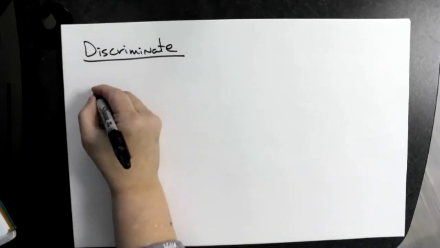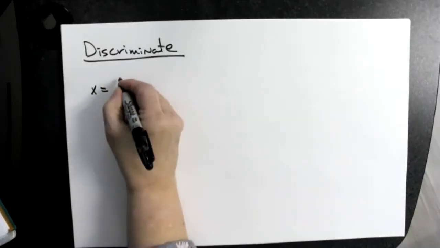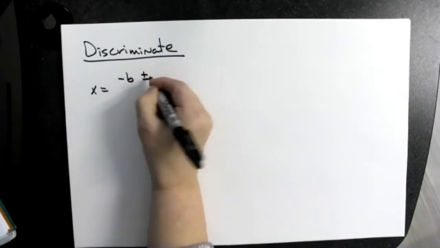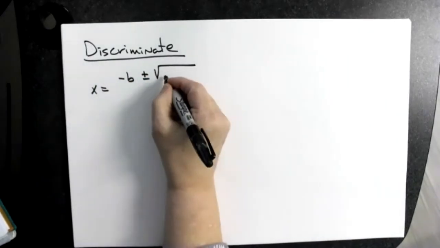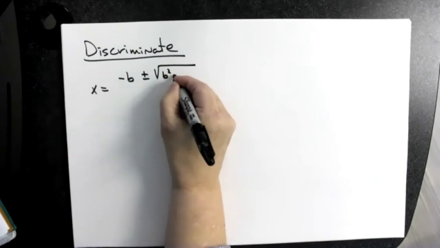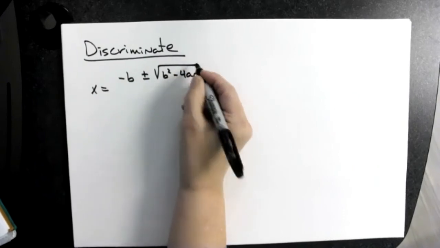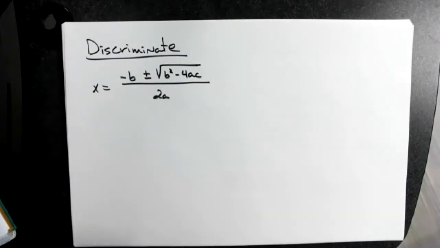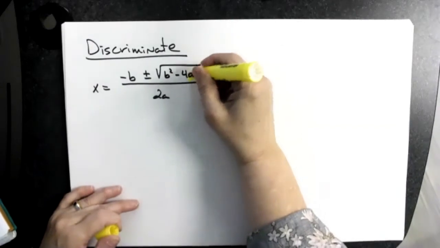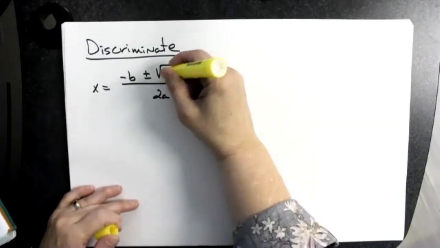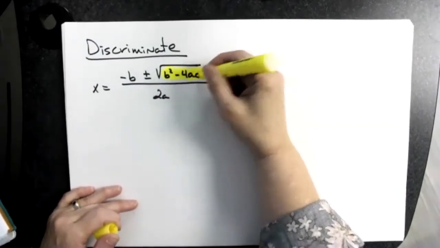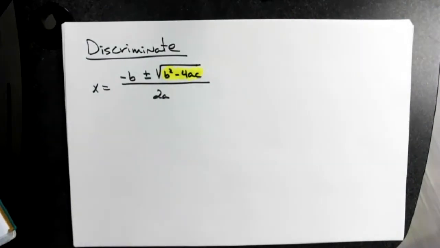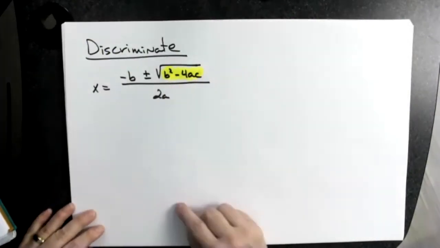I'm even going to include the whole quadratic formula down here: x equals negative b plus or minus the square root of b squared minus 4ac, all over 2a. All right, now the discriminant is just the part that is underneath the radical. So b squared minus 4ac is the discriminant. That right there is the discriminant.